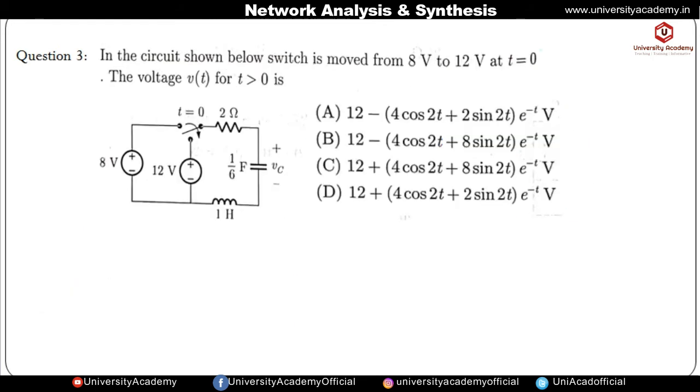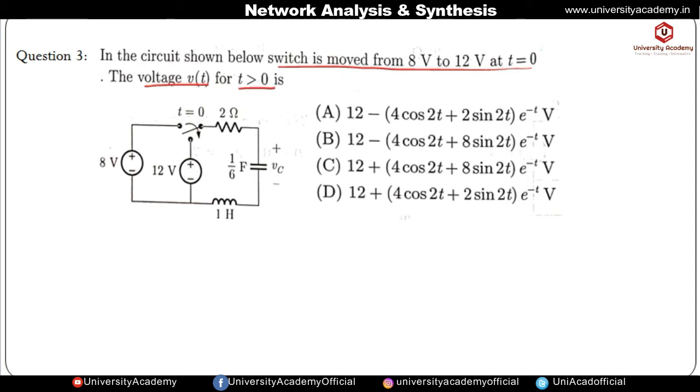Let us see the next question. The question is: in the circuit shown below, the switch is moved from 8 volt to 12 volt at t equal to 0. It means initially this switch is connected to the 8 volt voltage source, and at t equal to 0 this switch is moved to 12 volt. So for t greater than 0, this 8 volt voltage source will be disconnected. We have to find out the voltage v of t expression for t greater than 0.